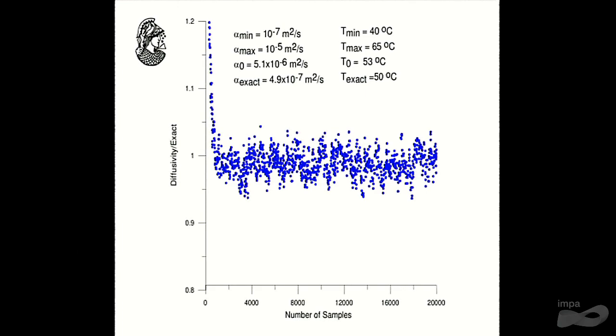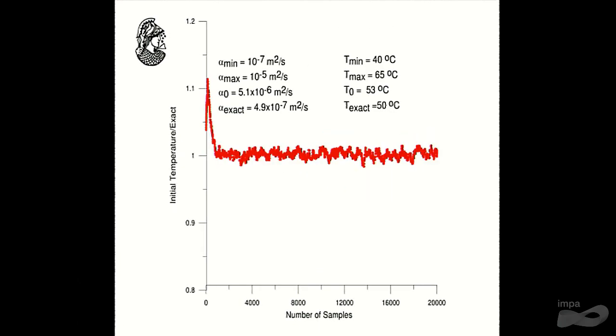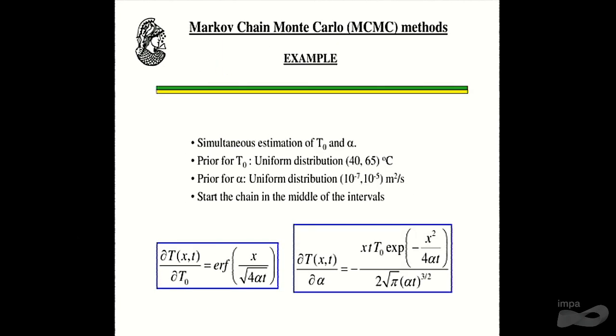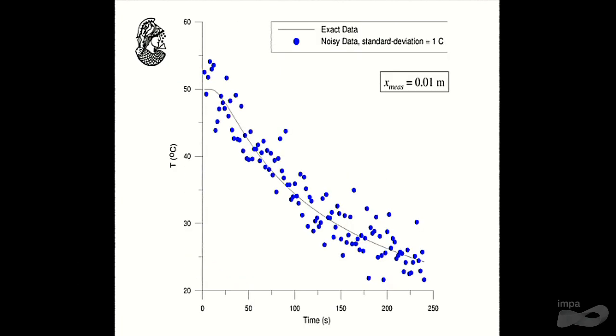We start the Markov chain at some value over there, and it started coming here, and then we reach some equilibrium distribution. And this is the same thing, but for the initial temperature. We started the chain over here, and it increased the value of the initial temperature, but eventually it came down and actually stayed here around 1. Of course, with uniform priors, what we are seeing here is the effect of the likelihood. It's the likelihood that is working here.